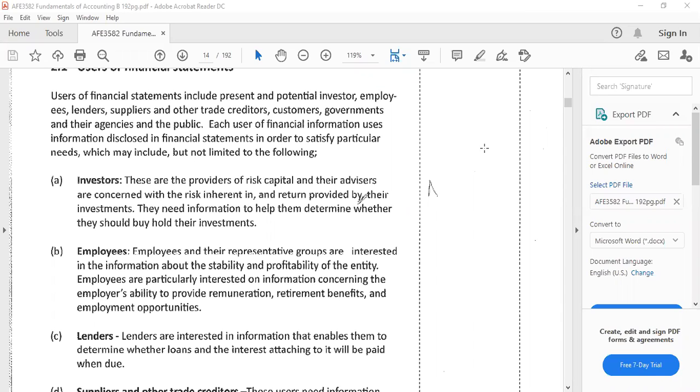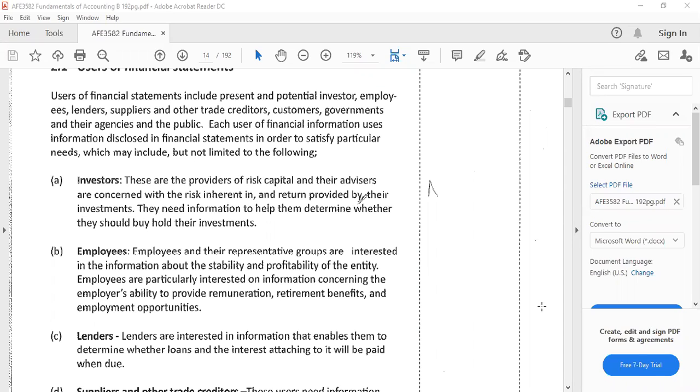Okay, and then we have external users. External users are people that are interested in the financial statements of the business, but they are outside the business. They do not work for the business. These are the community members, the lenders, the suppliers, and so on. So you should be able to differentiate between internal and external. If you're asked to give internal users of the business, then you should be able to give those users.